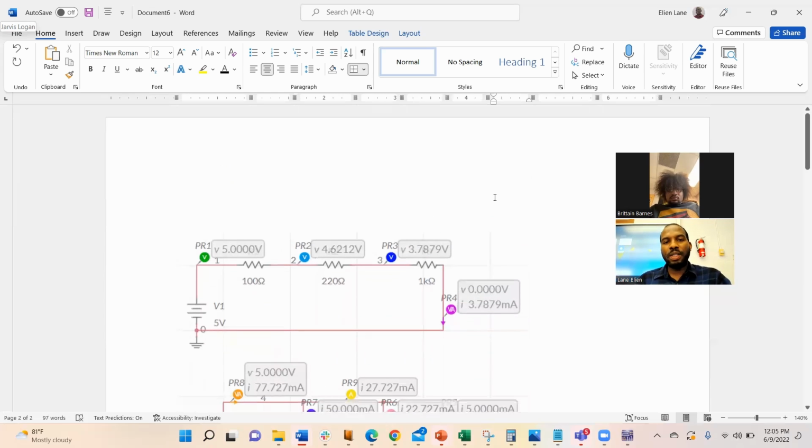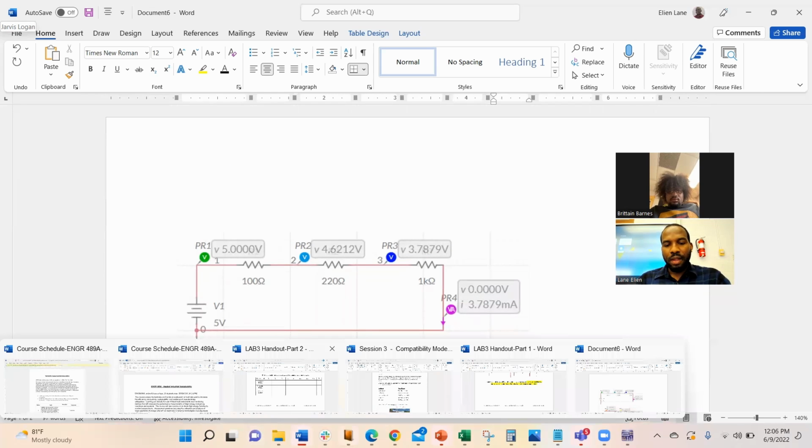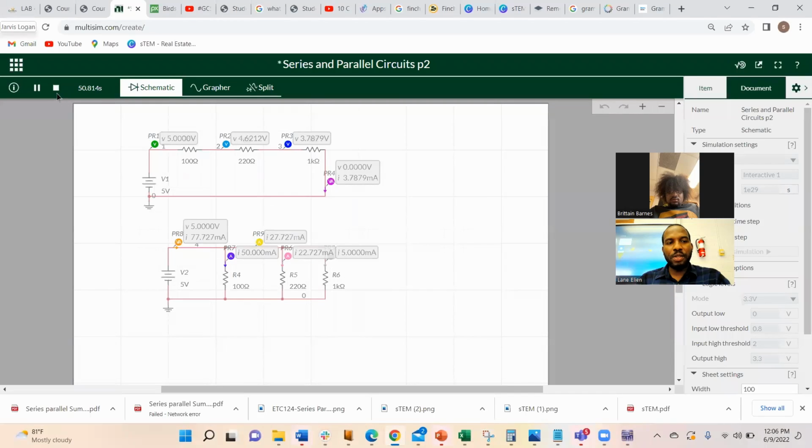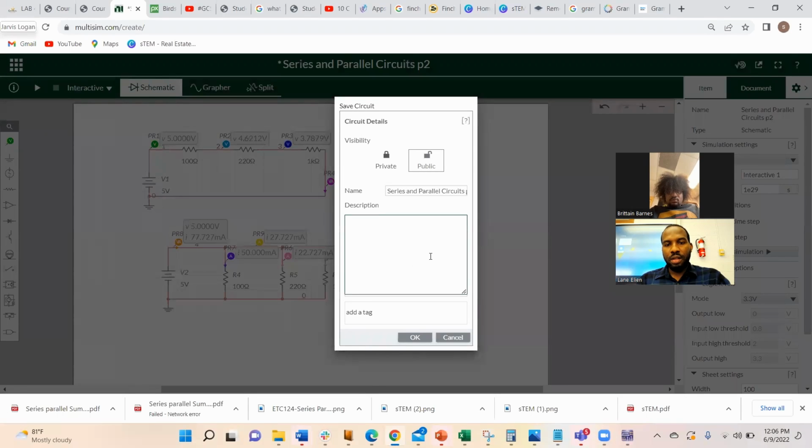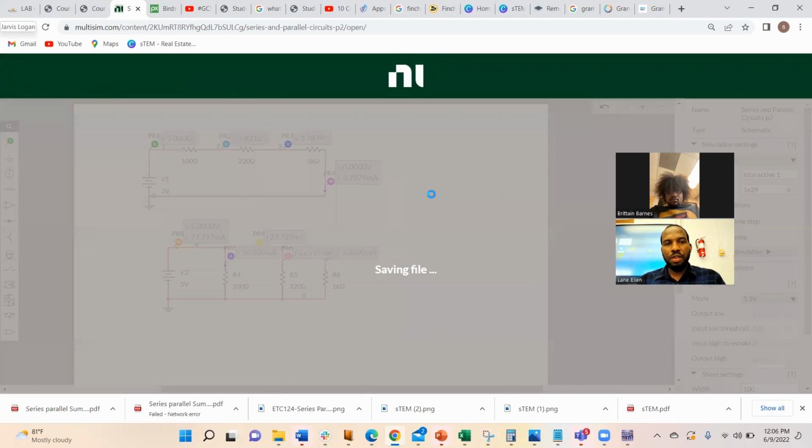Okay, so what are the other instructions after we have completed the simulation? So I go back up here on my page. I can just go ahead and save this. So I'll stop the simulation and I'll make sure that this is saved. Save. And I can just put the tag, just say series parallel circuit. Okay, so this is saved already. So we're gonna move on to the next step.